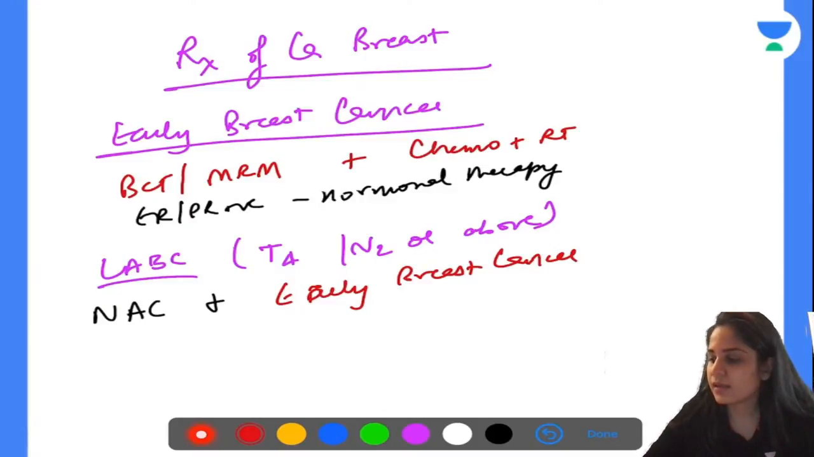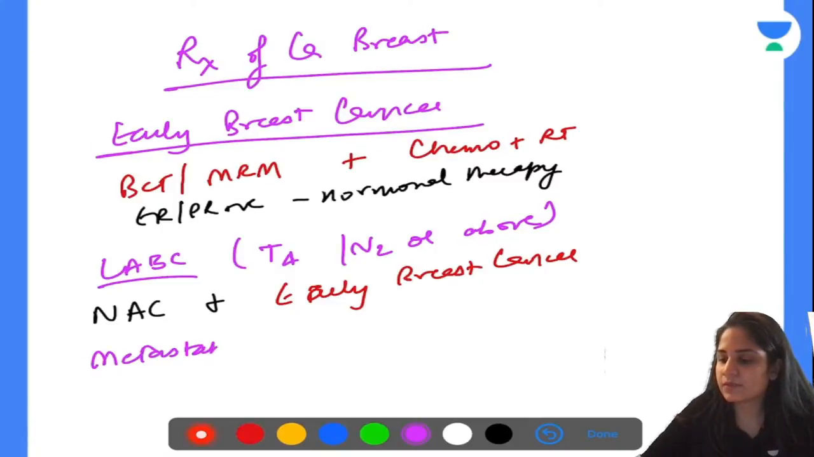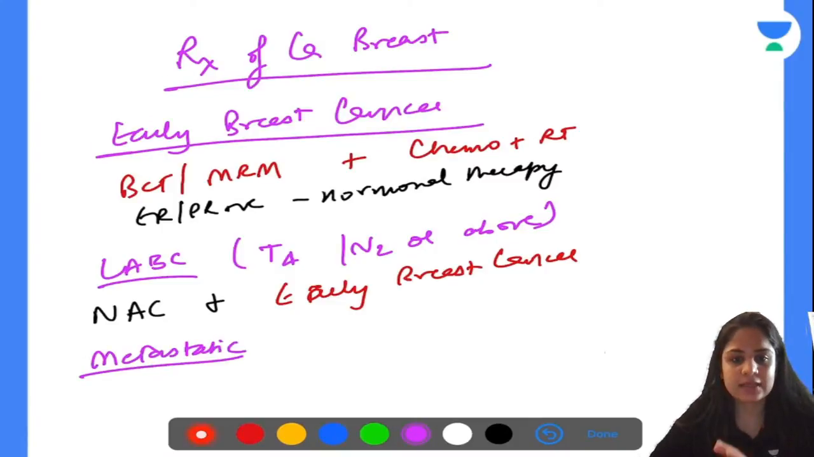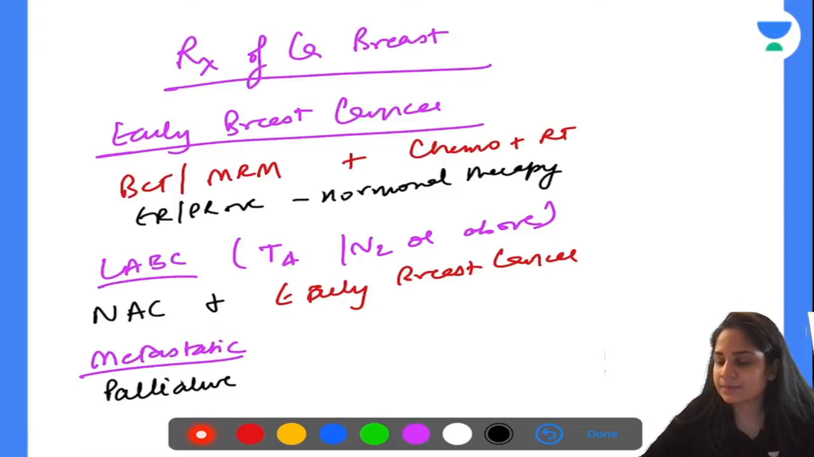All right, then next is, if the tumor is metastatic, so if you have M1, in that case there is no point of doing neoadjuvant chemotherapy and so much. So what you do in that case is, you just do a palliative mastectomy.